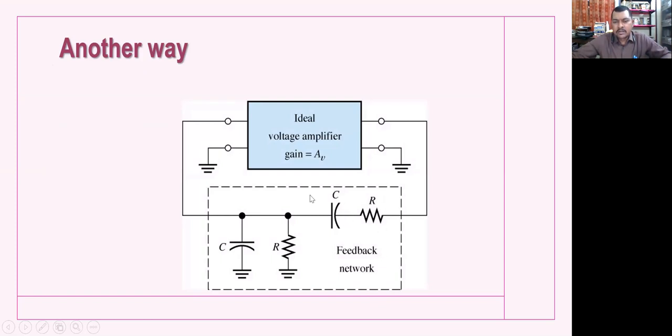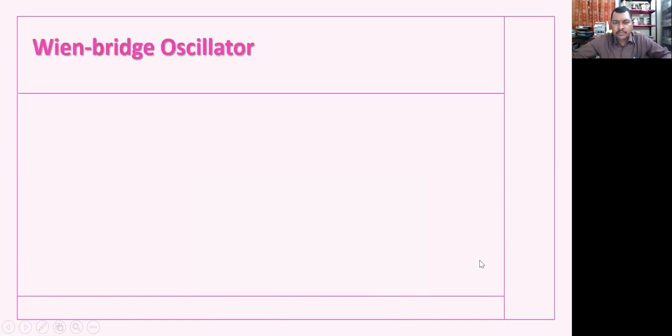This RC is in series and this RC is in parallel. And this whole dotted portion is called the feedback network, whereas this is called the ideal voltage amplifier, which has a gain of AV. And this feedback circuit is going to give you the gain of beta, right? So AV beta should be equal to 1. That is the Barkhausen criterion. So this is how the signal goes: this is VO, and this is VI to this amplifier.